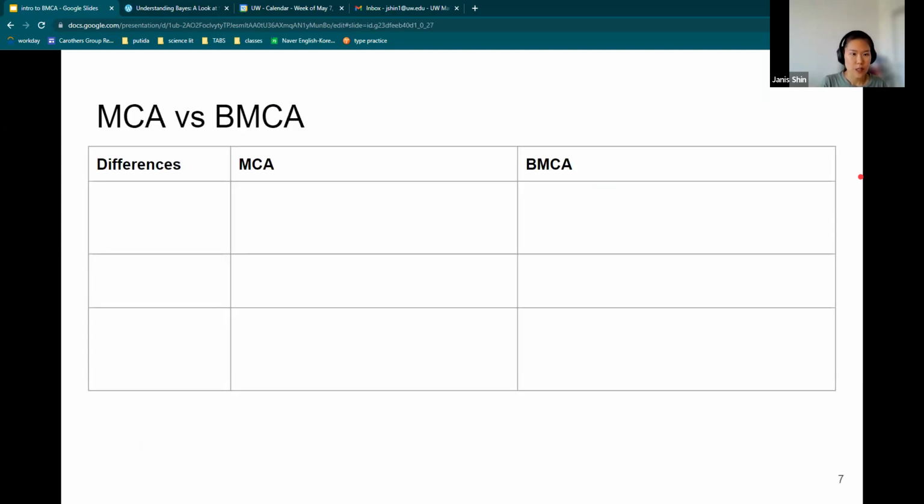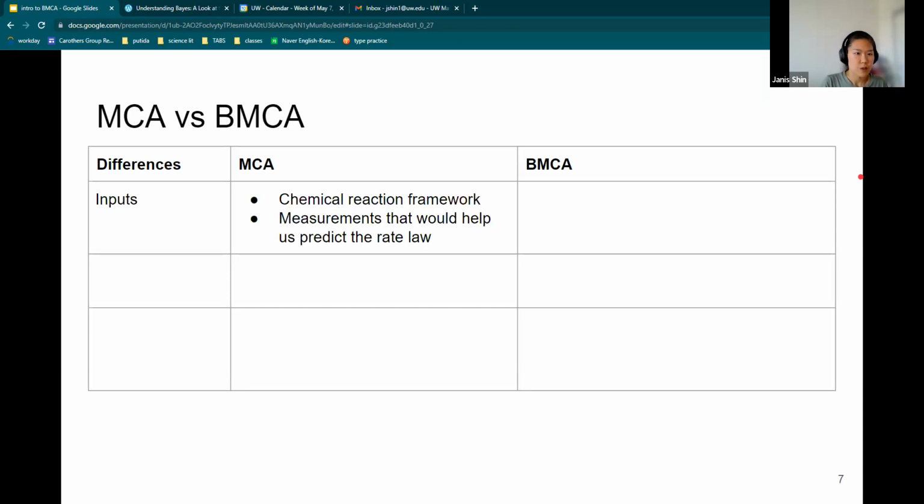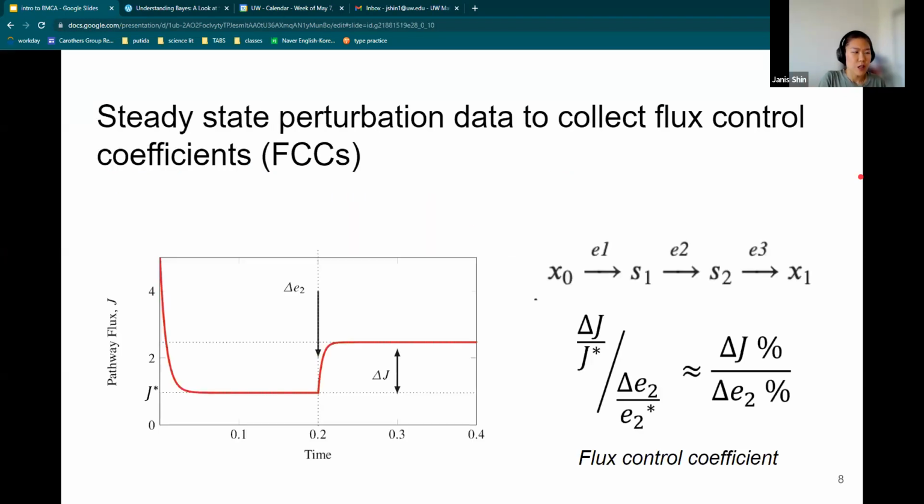And MCA is very similar to BMCA. I just explained MCA, and for it to work, we have to know what the chemical reactions are, the whole pathway. And we also need to have the measurements that would help us predict the rate law. I put it very generally because it depends on which rate law you use. But most of the time, we can use steady state perturbation data applied to MCA. And steady state perturbation data is data that we collect.